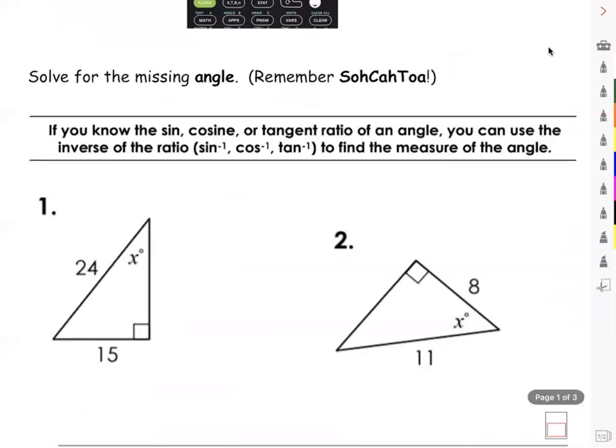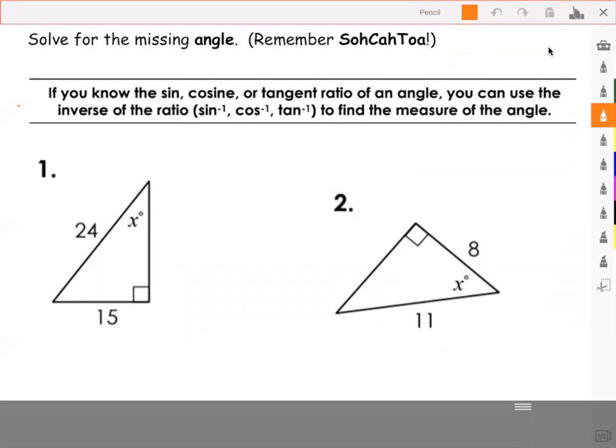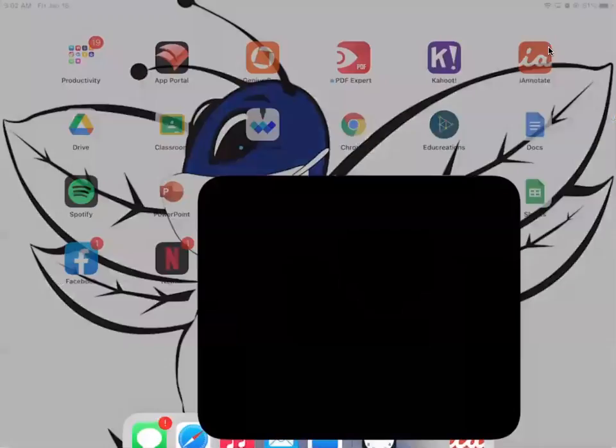So let's look at solving for a missing angle. We've spent the last couple of days looking for missing sides. Now we're going to switch it around and look for angles. So this little part at the top: if you know the sine, cosine, or tangent ratio of an angle, then you can use the inverse of the ratio. And that notation is this -1. That means inverse. So you can find the inverse to find the measure of the angle. So this is going to be a button on our calculator.